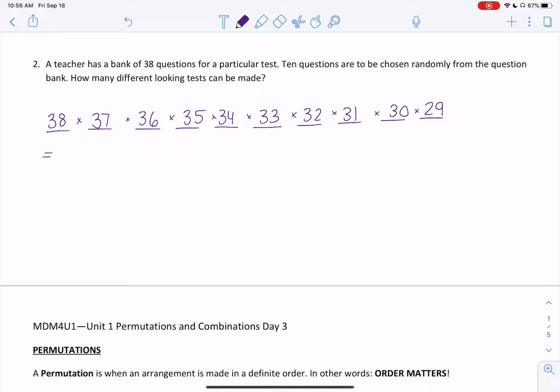And when I put that on my calculator, you're going to get a big number, which is 1.72 times 10 to the 15. So as you can imagine, there are so many different tests if these were all generated randomly, and it would be very unlikely that the person sitting beside you would have the same test. So these style of questions is what our lesson is really getting towards.